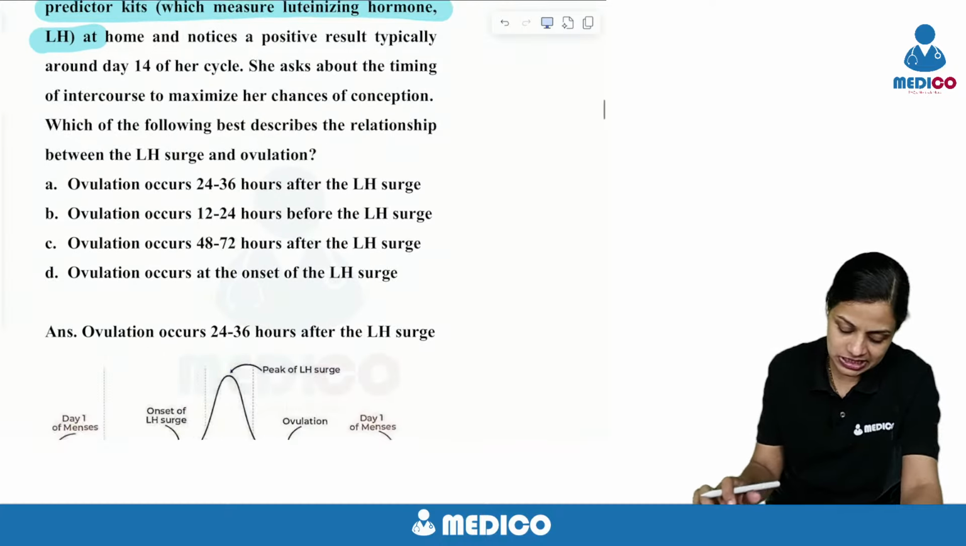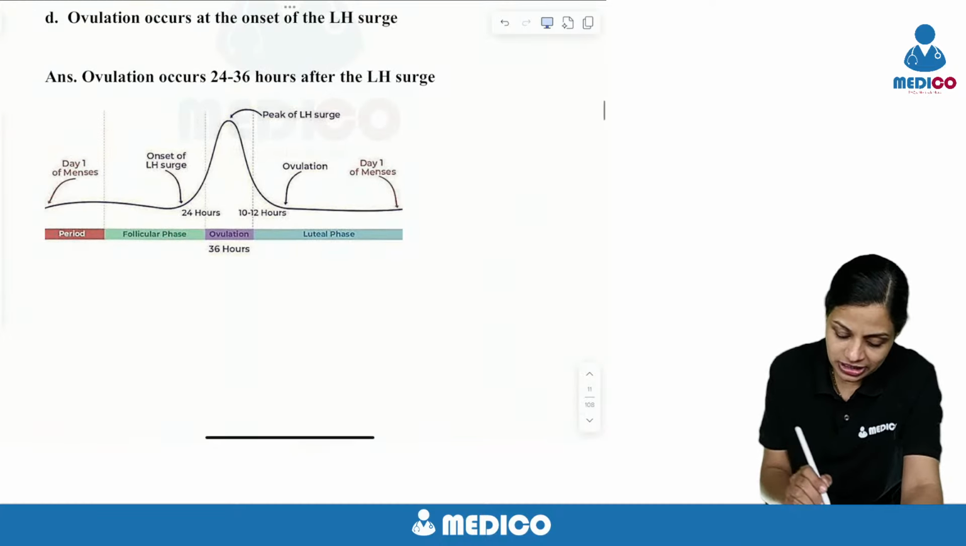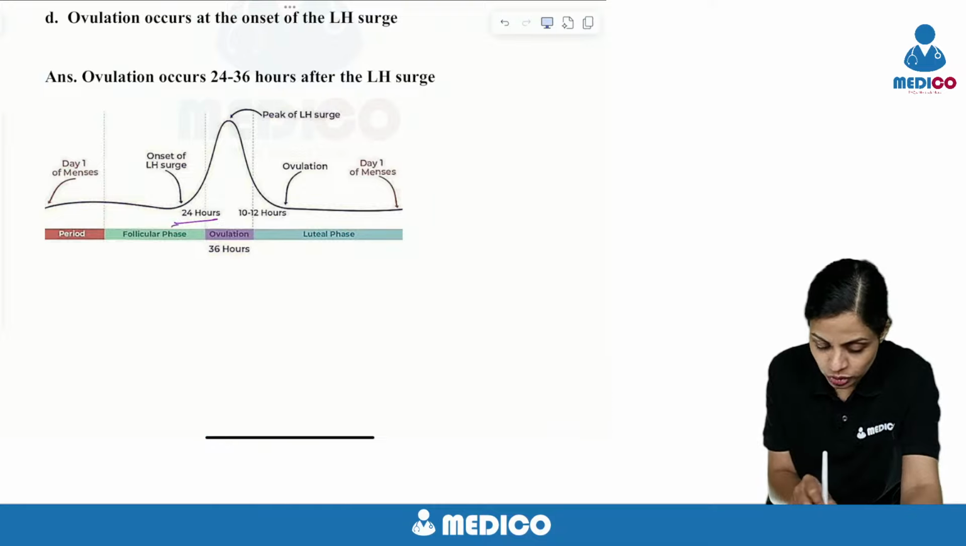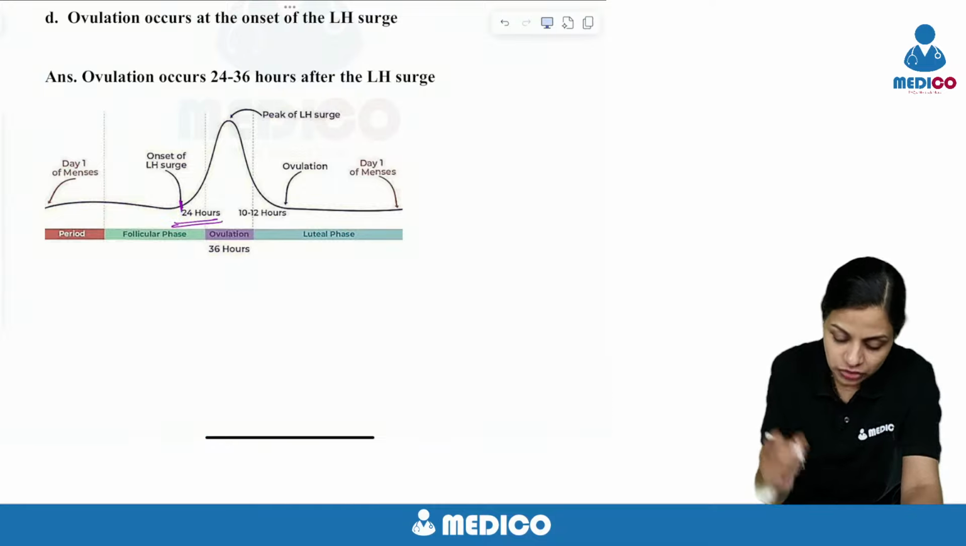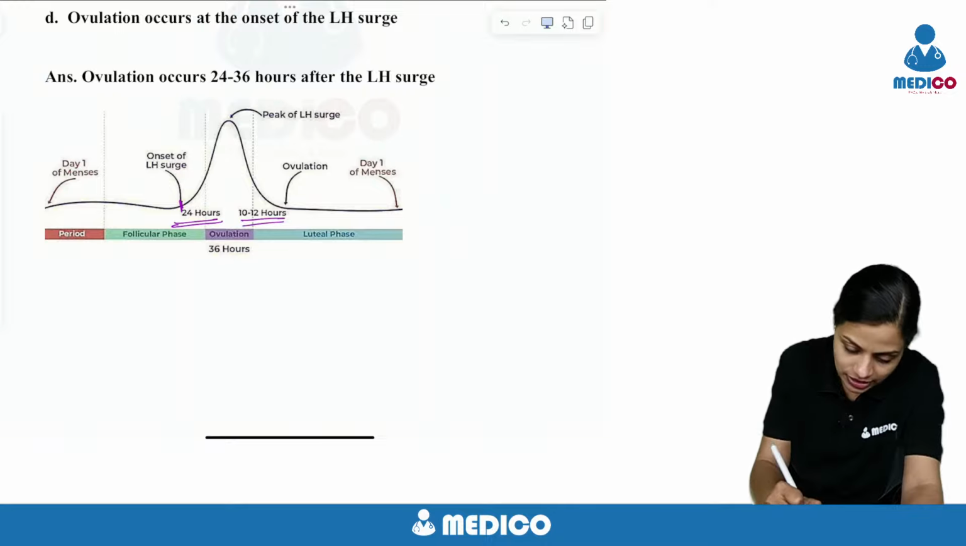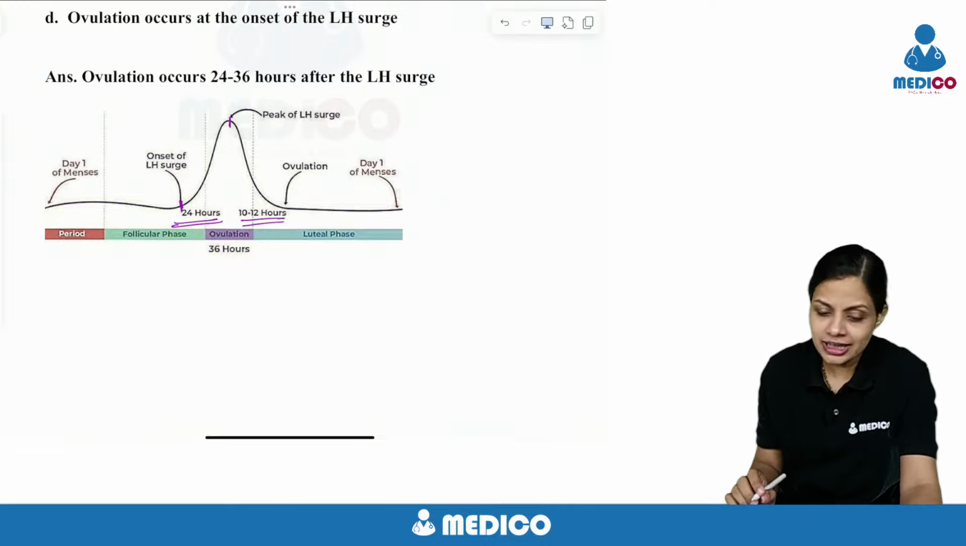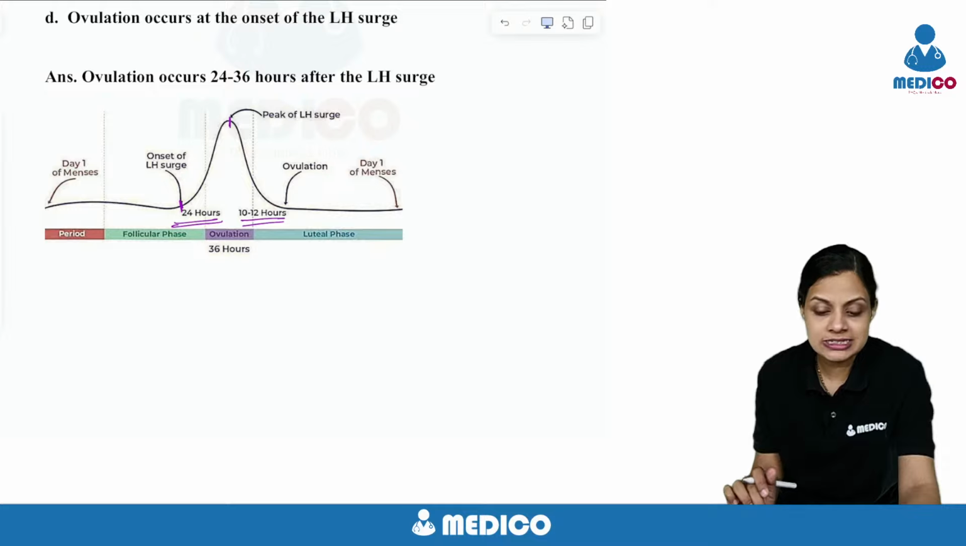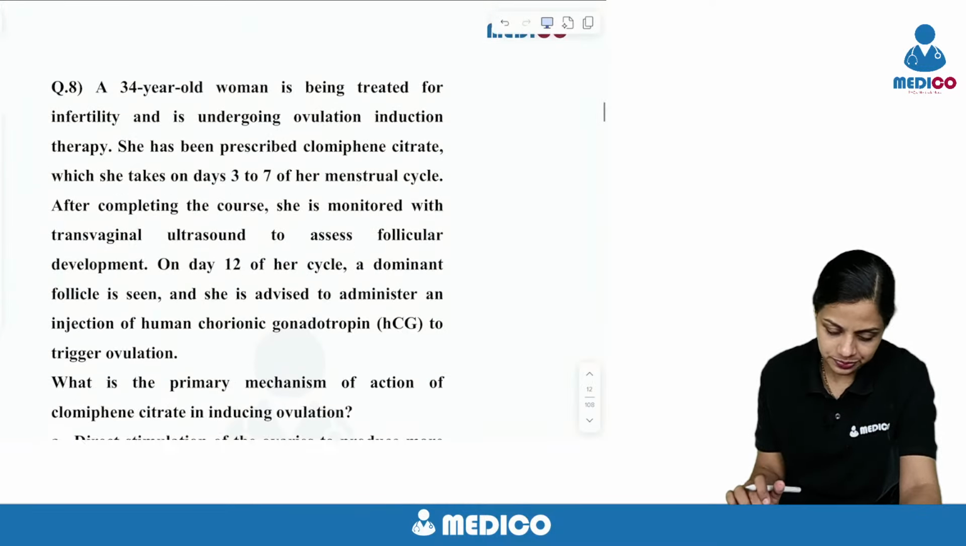What best describes the relationship? This we just said. When does ovulation occur? 24 to 36 hours after the onset of the LH surge and 10 to 12 hours after the peak of the LH surge. So it is 24 to 36 hours after the LH surge.